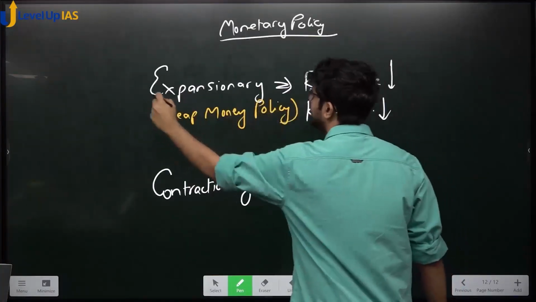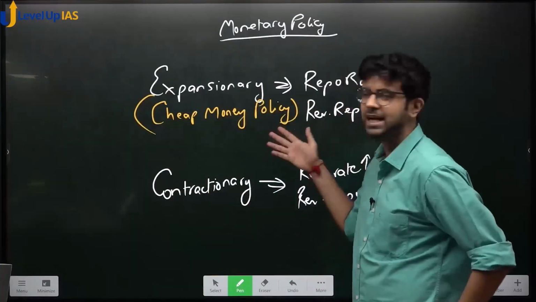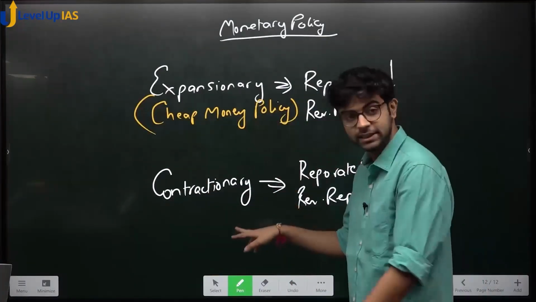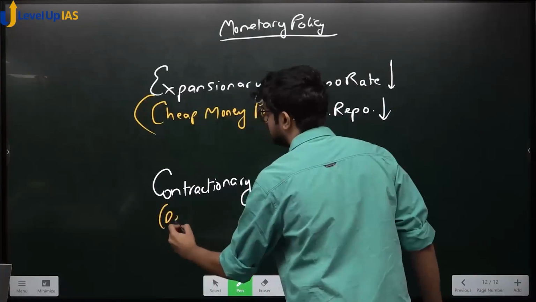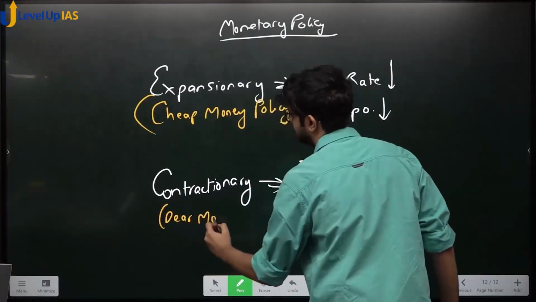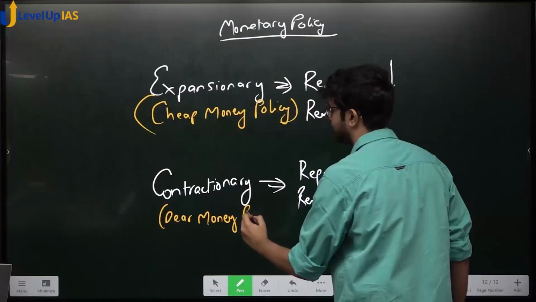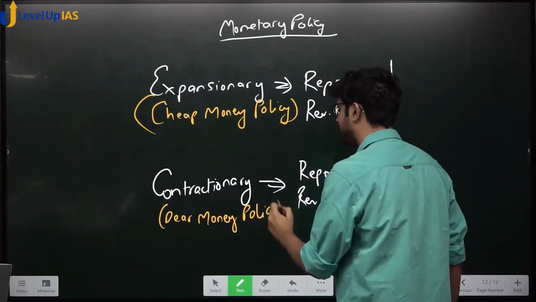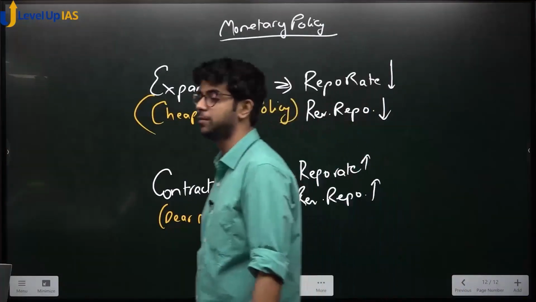This is called a cheap money policy, because RBI is like, take it, we want to expand. And this is called a dear money policy. Money is very dear to RBI. Money is very precious. It is called a dear money policy.